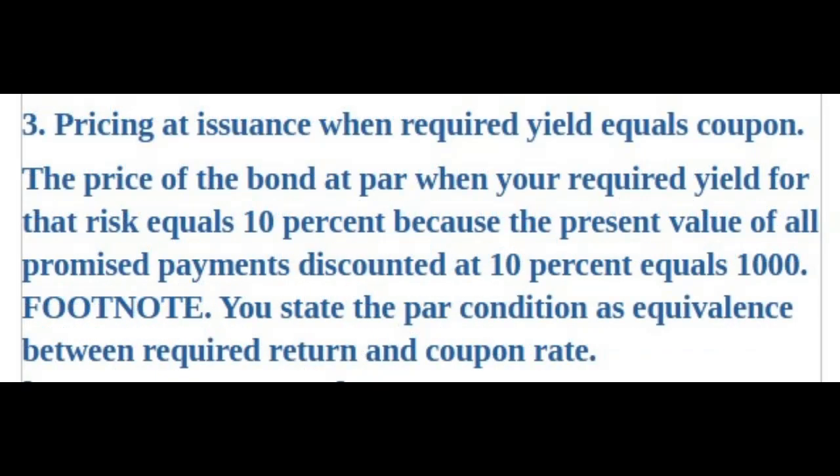3. Pricing at issuance when required yield equals coupon. The price of the bond is at par when your required yield for that risk equals 10% because the present value of all promised payments discounted at 10% equals $1,000. Footnote. You state the par condition as equivalence between required return and coupon rate.